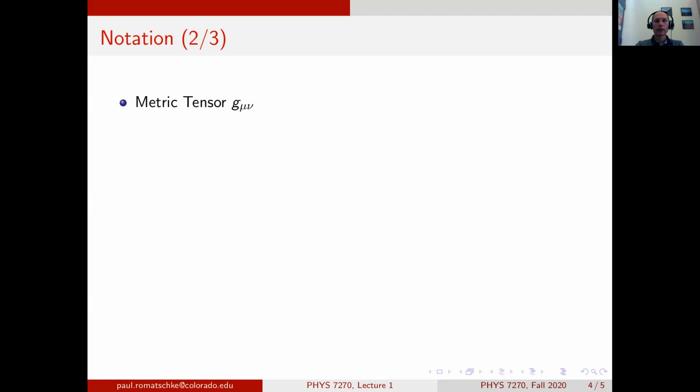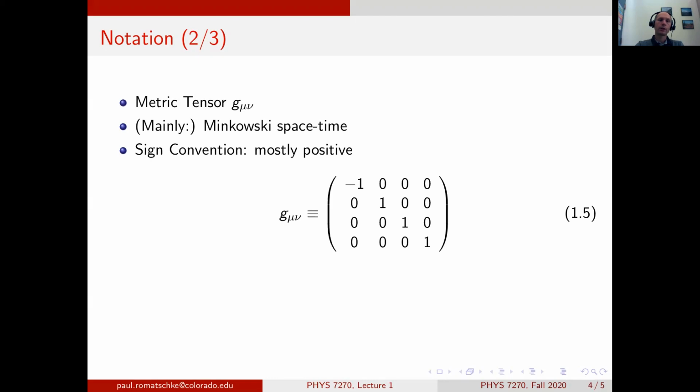The metric tensor will be denoted as g_mu,nu in this course. I will mainly be talking about Minkowski spacetime, and I will be using a mostly positive sign convention in which the spatial entries of g_mu,nu are set to unity and the time-like component is set to -1.